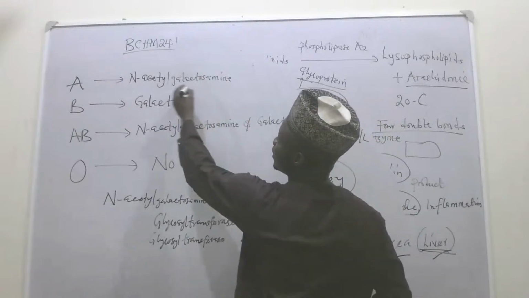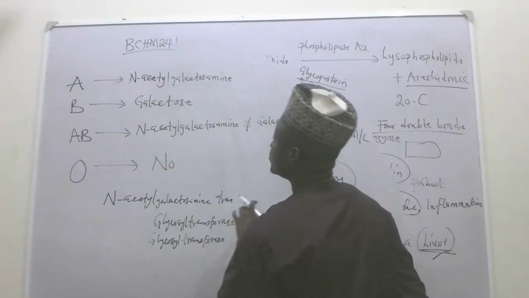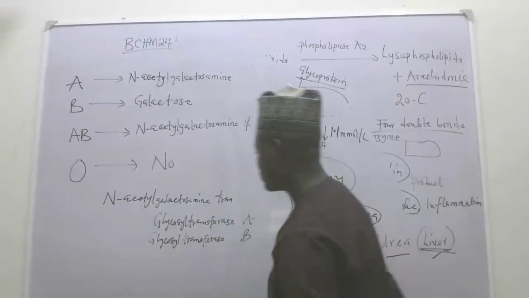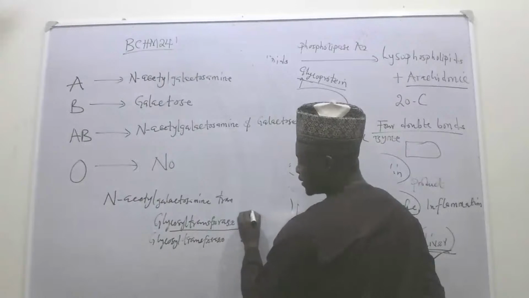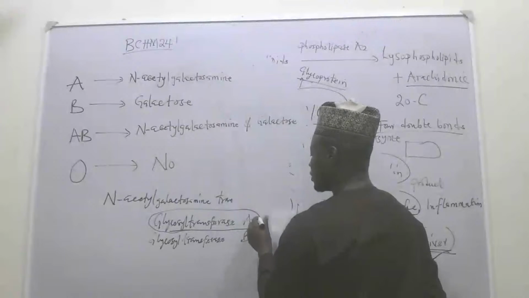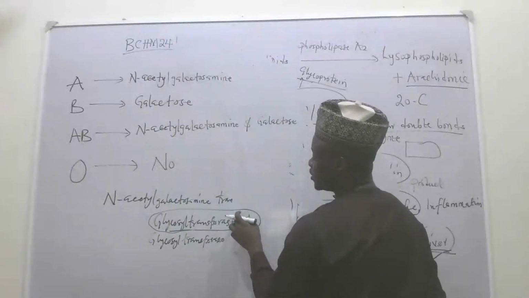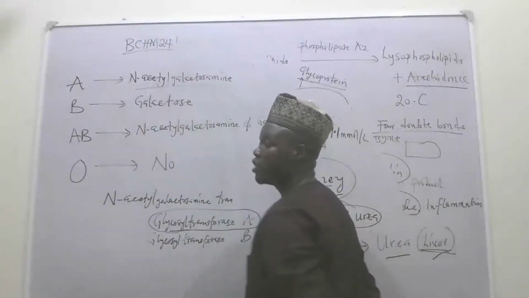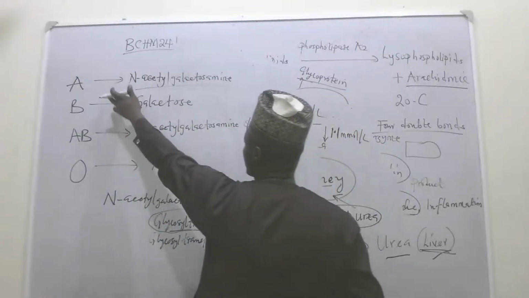If you have N-acetyl galactosamine on the surface of your glycoproteins, it means that you have blood group A. And why is it that you have blood group A? It is because you inherit an enzyme from your parent called glycosyl transferase A. Because you have glycosyl transferase A, this enzyme adds the N-acetyl galactosamine on the surface of the glycogen of your red blood cells, and that is where you have blood group A.